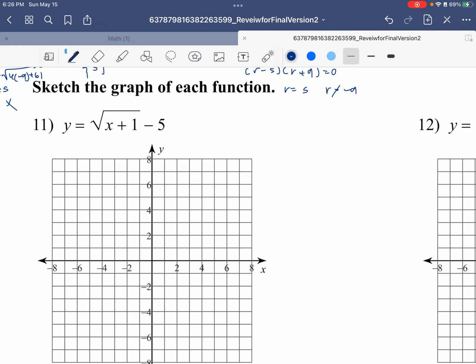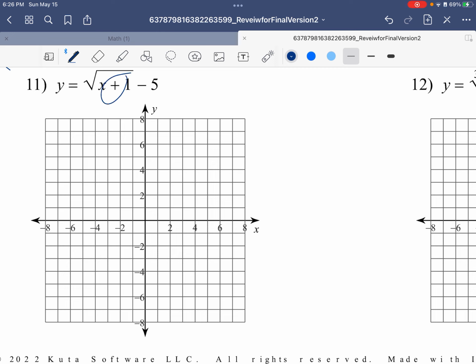So what I do for this is I apply the transformations, which we have plus 1, so it's going to be the opposite. Here's our origin, we're going to move left 1, we're going to be here, and we're going to move down 5. So 1, 2, 3, 4, 5, we're going to be here, and that is our new origin.